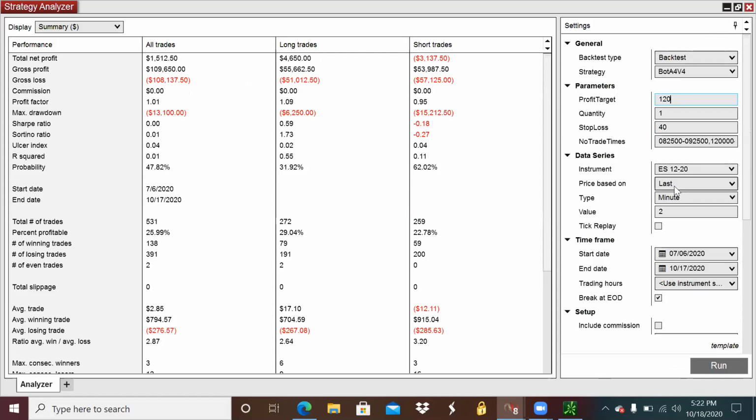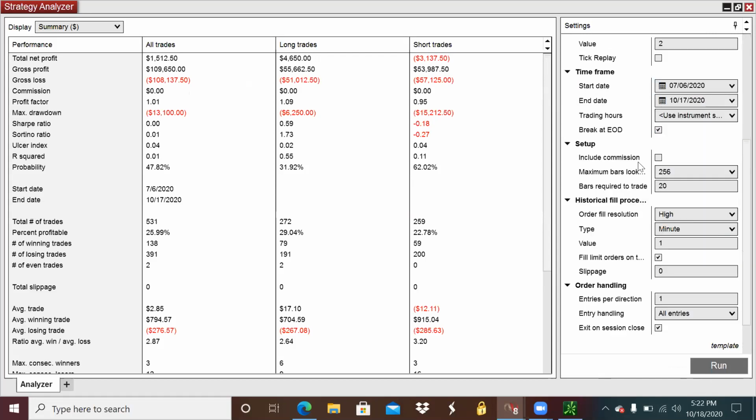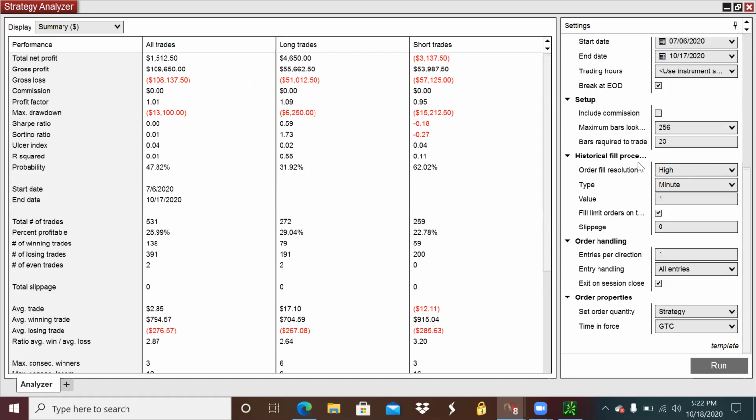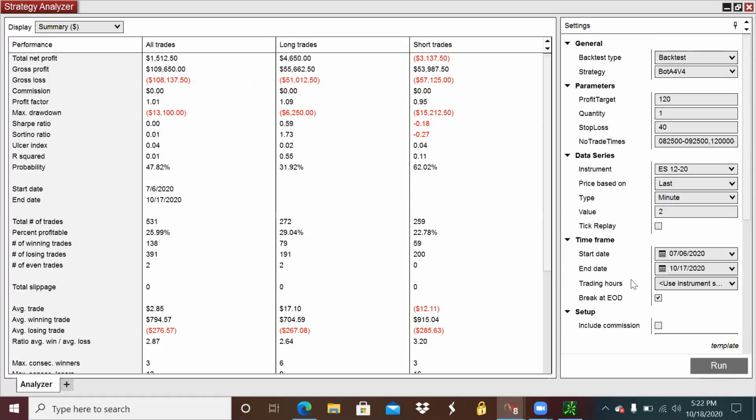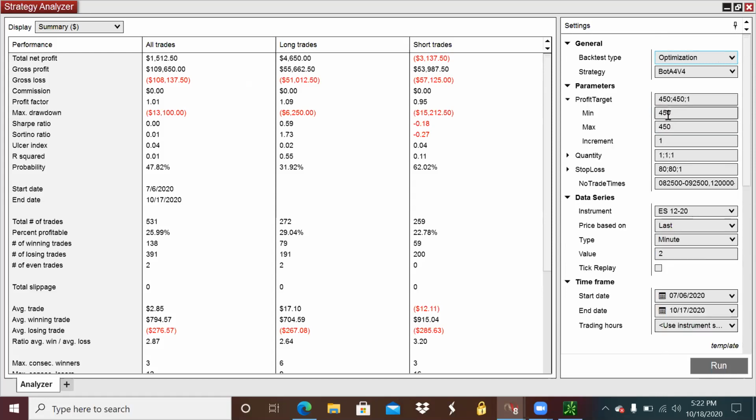But what you can do is run it. Where is the strategy analyzer thing I use? It's not backtest. Okay, optimization. I'm sorry, I'm in the wrong place. So you're gonna have to do optimization and then the profit target. This shows right here the parameters. You could just put 0 and try to find out how high it would go.